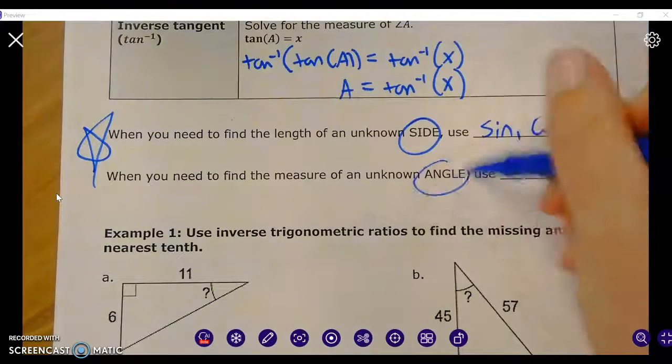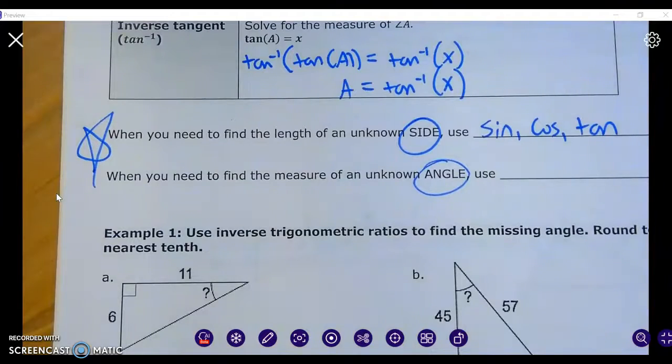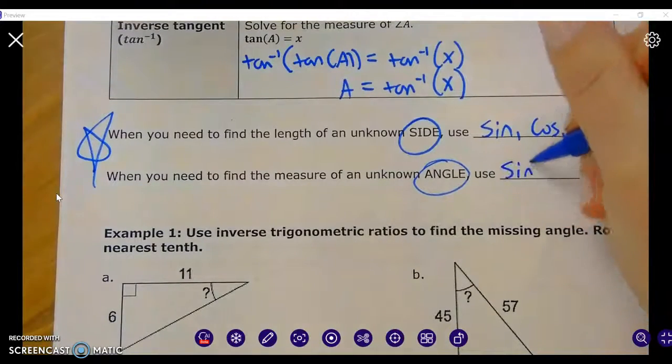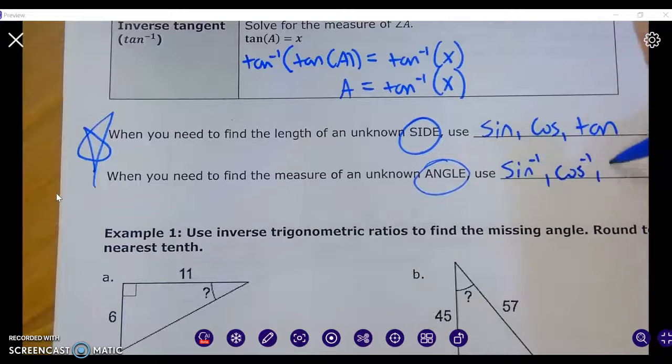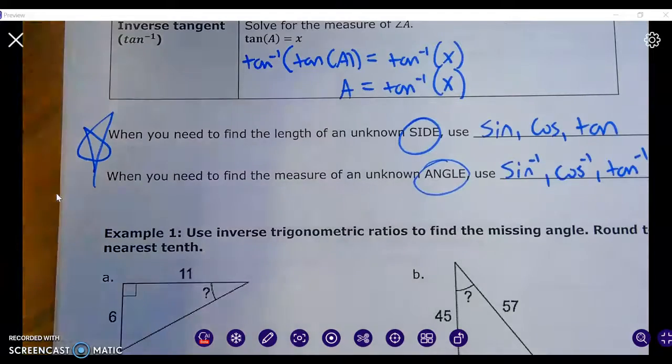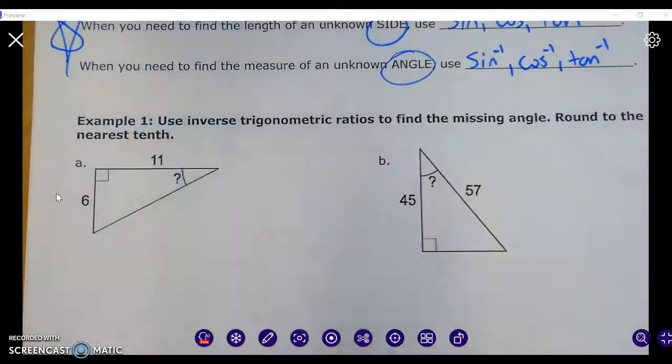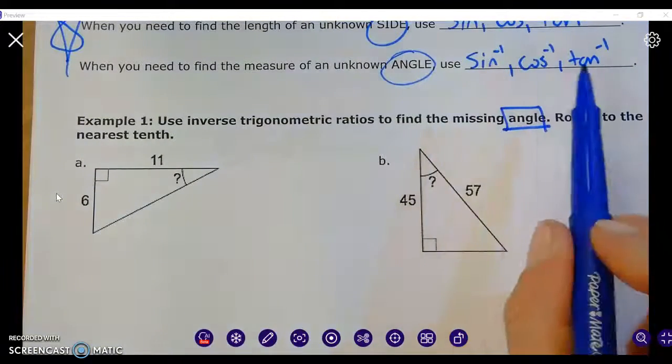Okay, when you are finding an unknown angle measure, like the degrees inside the triangle, this is when you use the inverse buttons. So these two examples here at the bottom, notice the question mark is on the inside. So both of these are angle questions, meaning we are going to use the inverse buttons.